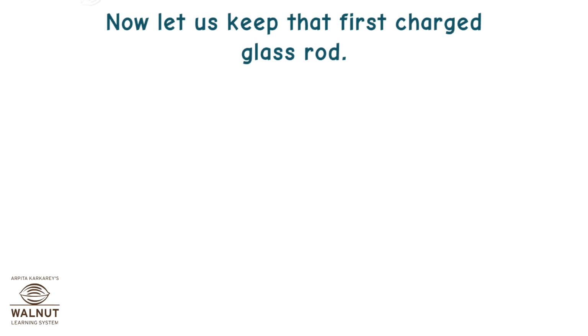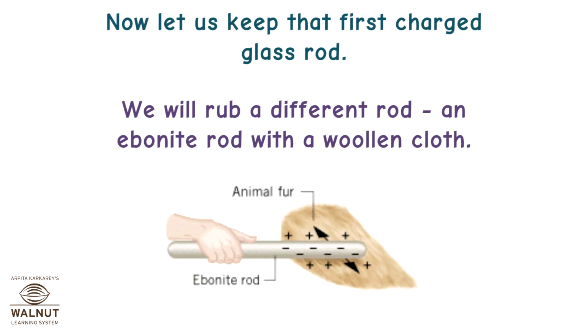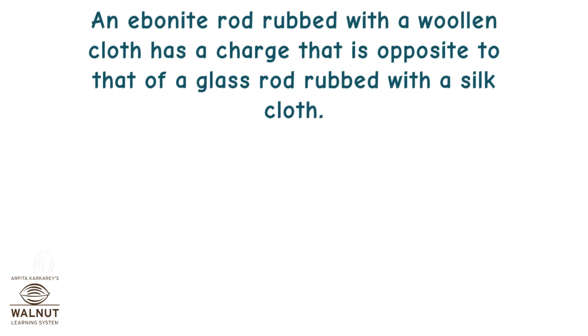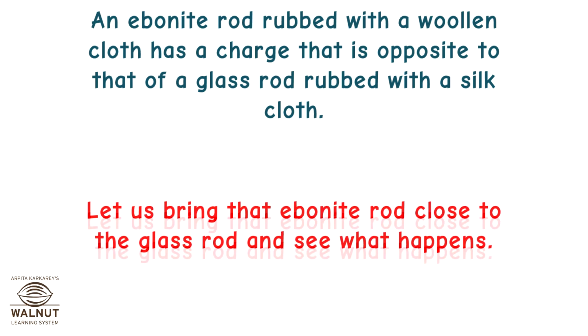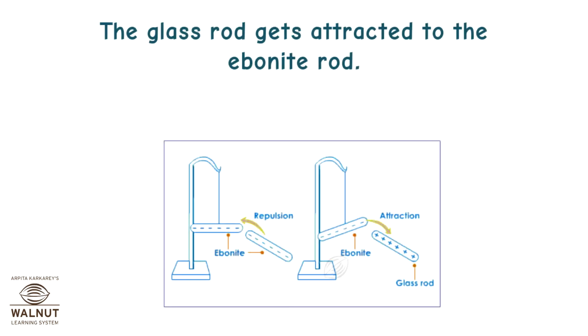Now, let us keep that first charged glass rod. We will rub a different rod, an ebonite rod with a woolen cloth. An ebonite rod rubbed with a woolen cloth has a charge that is opposite to that of a glass rod rubbed with a silk cloth. Let us bring that ebonite rod close to the glass rod and see what happens. The glass rod gets attracted to the ebonite rod.